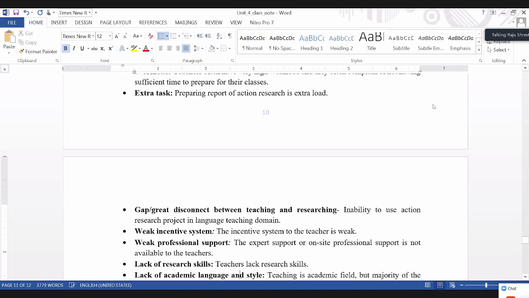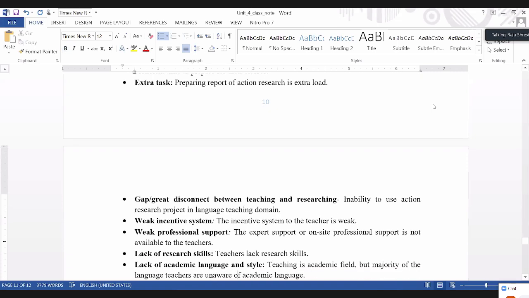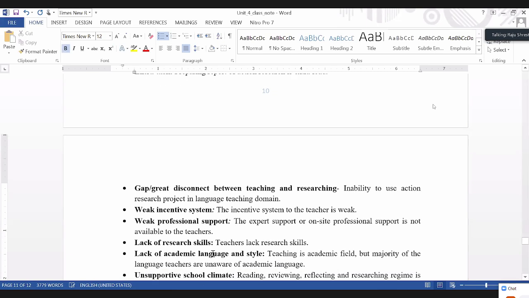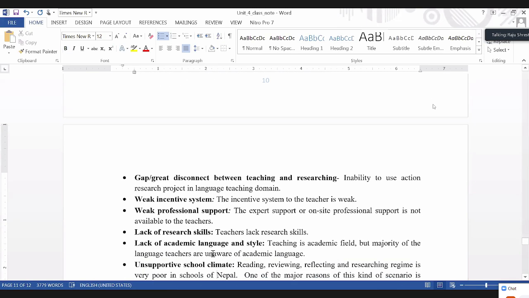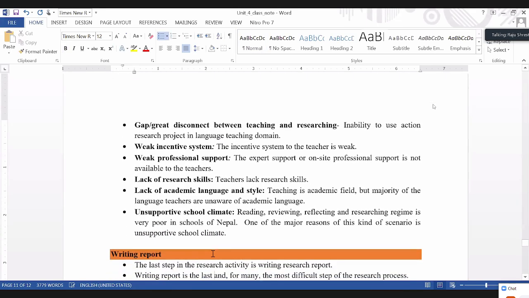So weak incentive system, weak professional support, lack of research skills also. The majority of the teachers lack research skills, like what kind of language to use, what kind of sentences, what kind of patterns to use while writing a research proposal, research report. Without this research skill they get confused and they do not carry out research, they do not prepare reports. So there is also a lack of academic language and style. This also creates problems.